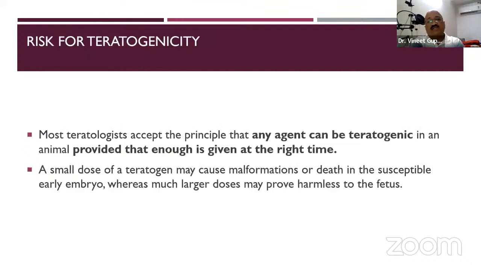Most teratologists accept the principle that any agent can be teratogenic in an animal, provided that enough is given at the right time. That means a small dose of a teratogen may cause malformation or death in the susceptible early embryo, whereas much larger doses may prove harmless to the fetus. Early first trimester of pregnancy is the time of organogenesis, and it is the stage where it is very common for drugs to act as teratogens.